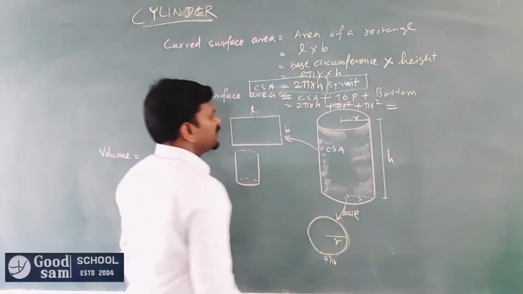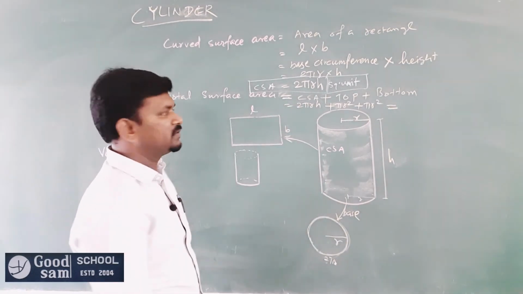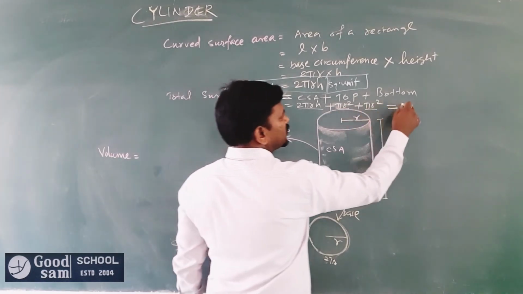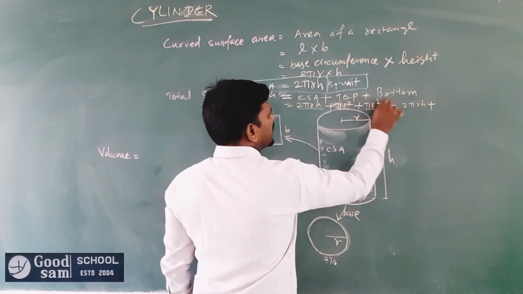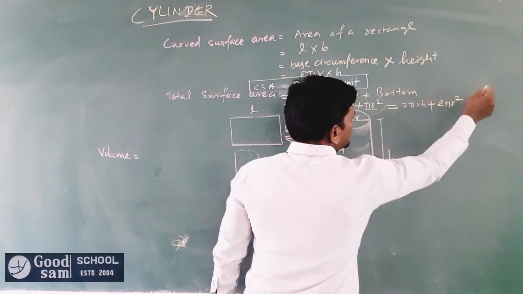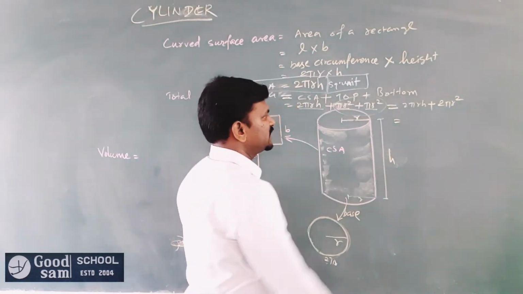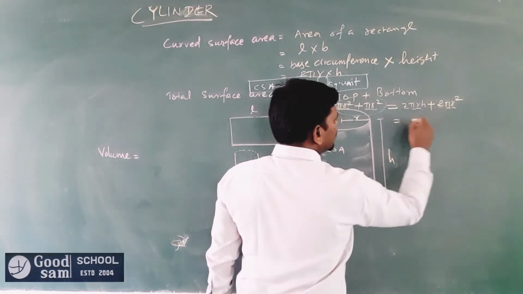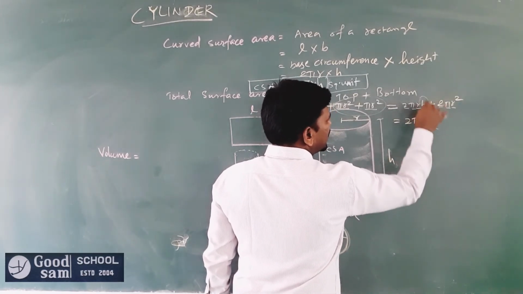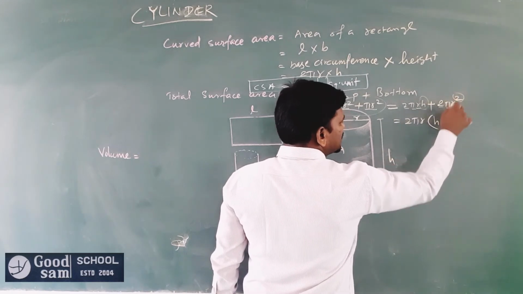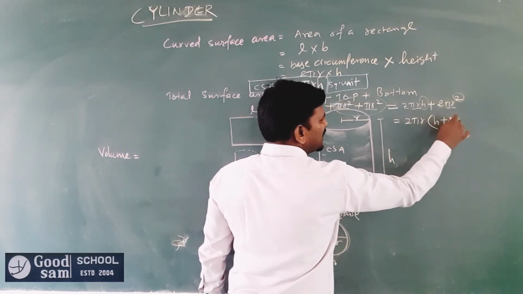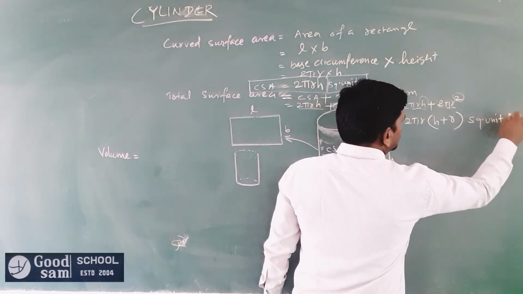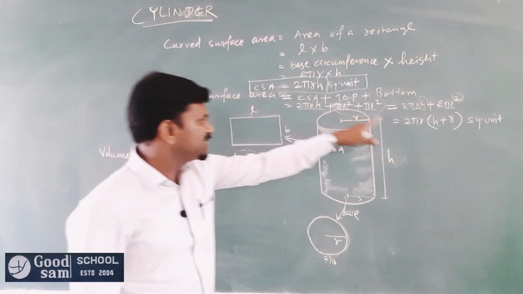So I am going to simplify this. 2πrh plus πr² plus πr², that is 2πr². This is equal to, what are the common terms? 2πr here, also 2πr here. 2πr into h plus r, because when we take 2πr outside, the balance is r. So 2πr(h + r) square units. So this is the total surface area of a cylinder.